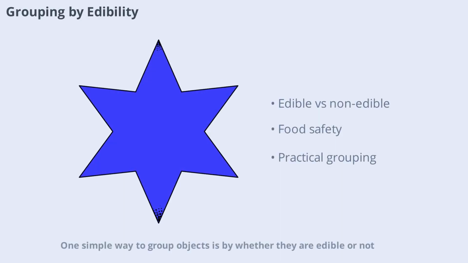One simple way to group objects is by whether they are edible or not. For example, apples, oranges, and potatoes can be eaten, while items like stones or plastic toys cannot. This method of grouping helps us quickly identify what is safe to eat and what is not. It's a practical way to organize the things we encounter every day, especially when it comes to food and safety. By sorting objects based on edibility, we make our choices easier and our environment safer.